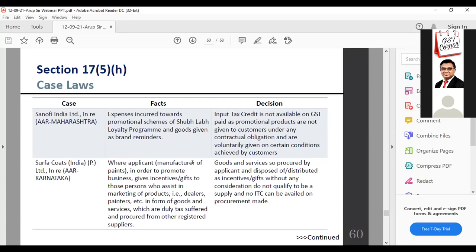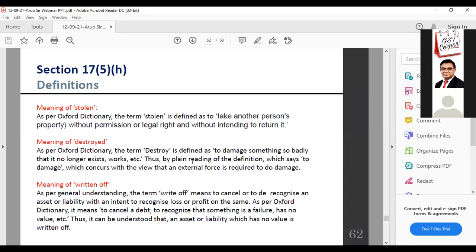Next slide. Now we'll go to goods lost or stolen, which is one of the final things on the agenda. Here the definition: stolen is when I'm taking something without the understanding or permission of the other person. Destroyed is when it's badly damaged. And of course, written off is when I'm writing off.